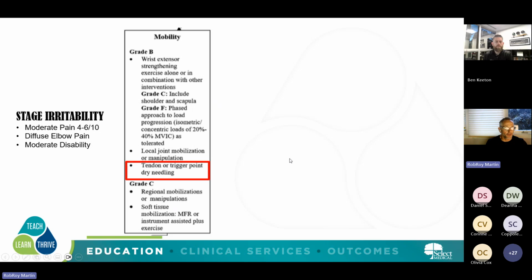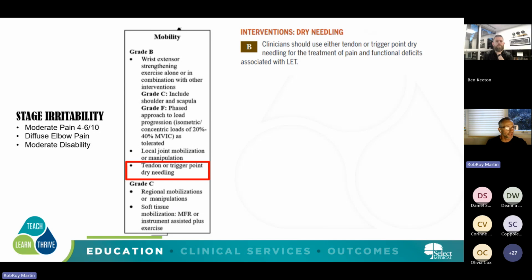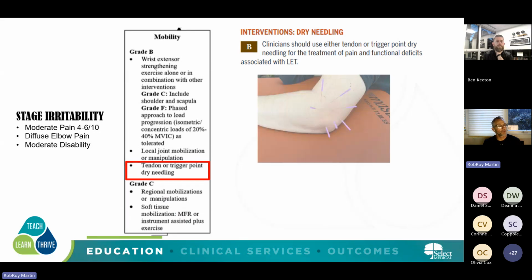Some other things that can be recommended in the mobility category would be dry needling. This came with a B level of recommendation. Again, there are some randomized controlled trials that support this. It can be used to treat pain and improve function in those with lateral elbow tendinopathy. Whether you're working on trigger points or on the tendon.